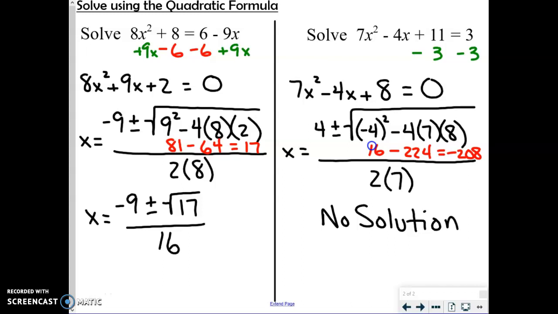So those, ladies and gentlemen, are the different types of answers that you can run across. You can have two rational answers like we did in our first example. You have two irrational answers like we have in our second example, or an answer that involves a square root that's not a perfect square. And the last one is when there's no solution at all because you're dealing with the square root of a negative number.